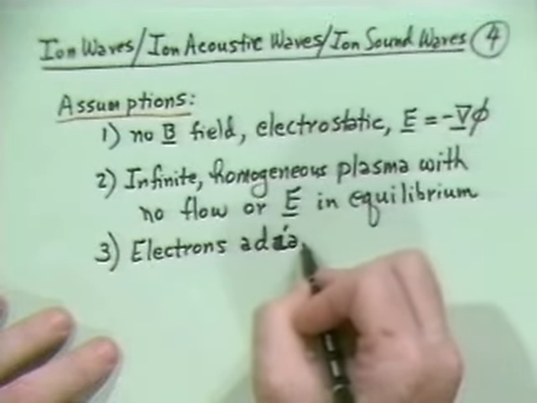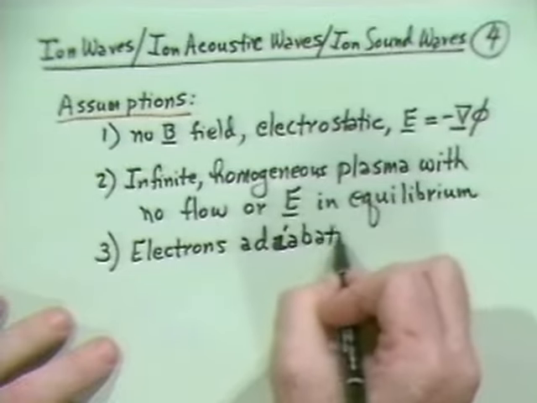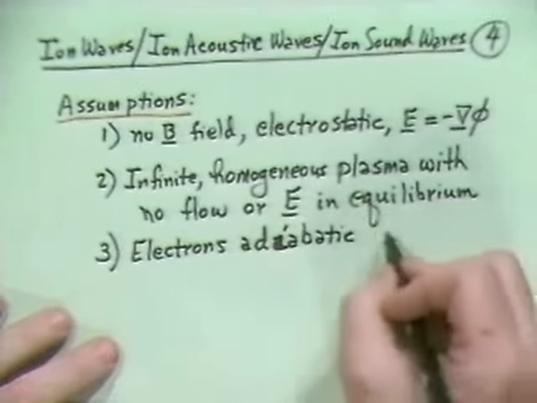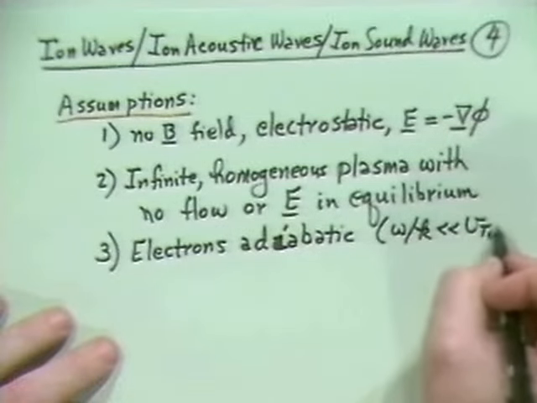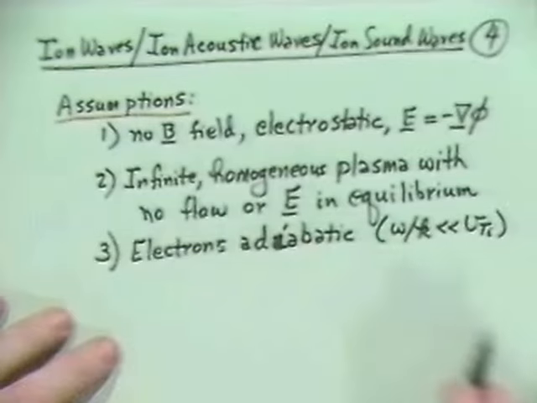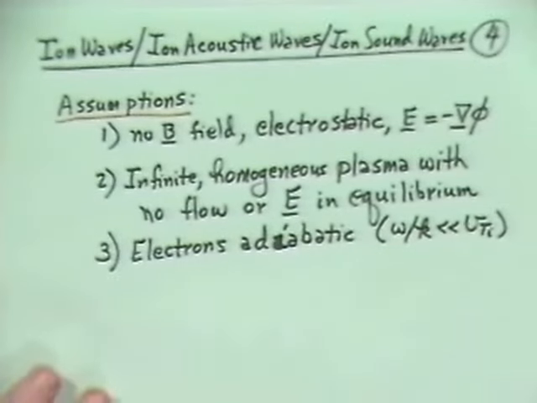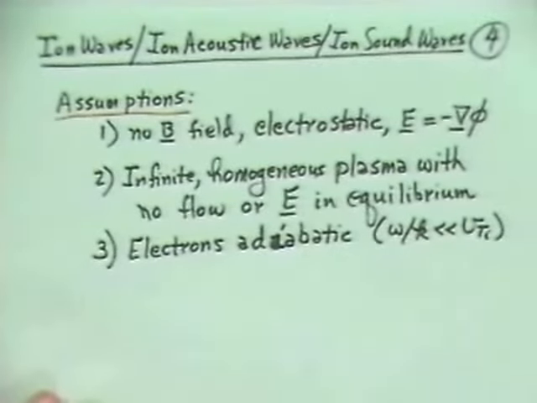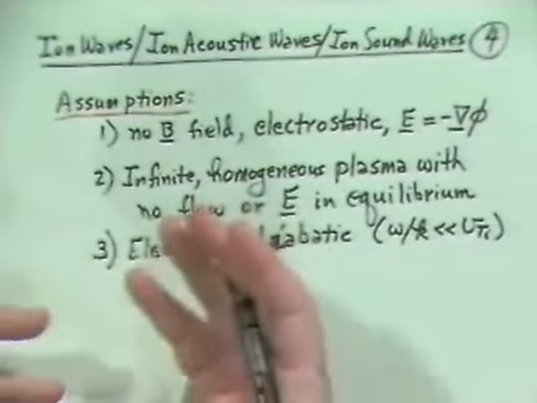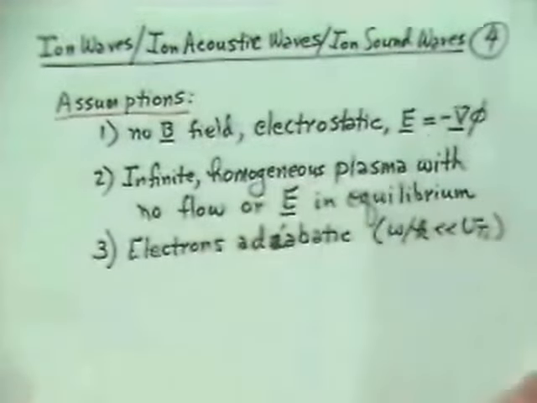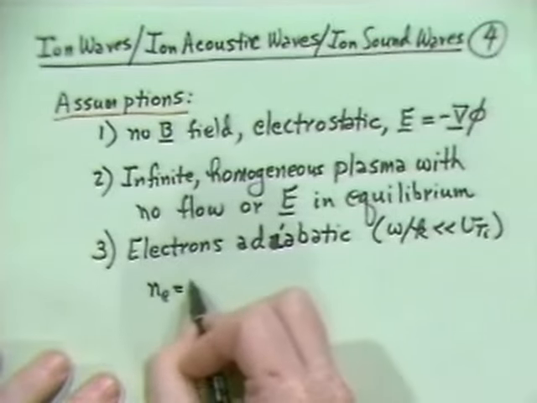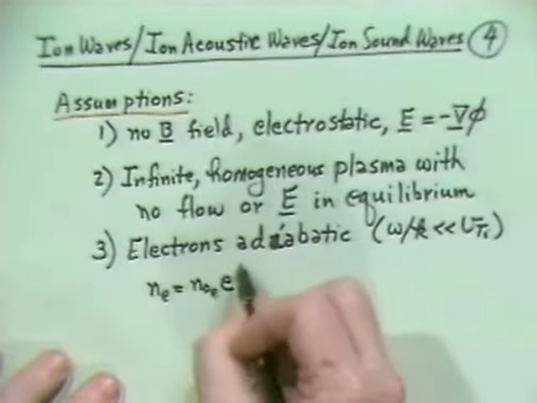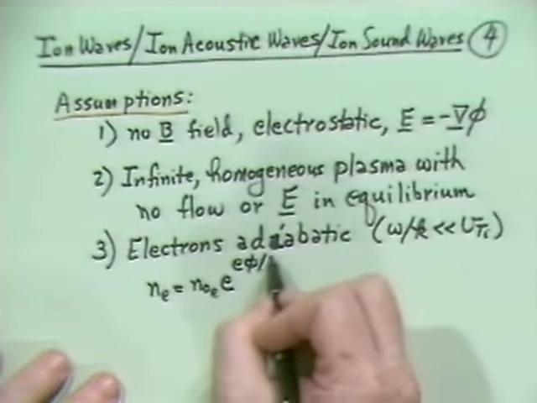the electrons are adiabatic. And what we mean by that is that the phase velocity of waves, by the way, is much less than their ion thermal speed. We'll come back to that later. And we had derived earlier what such a response was, namely it was the so-called Gibbs distribution or the Boltzmann response, or various people call it various things, namely N_e is equal to N_0e times e to the e phi over T_e.